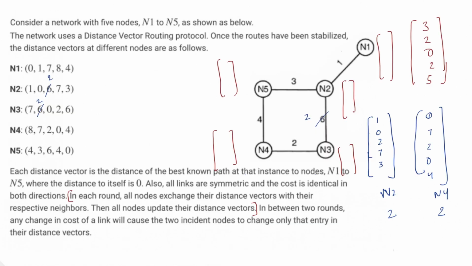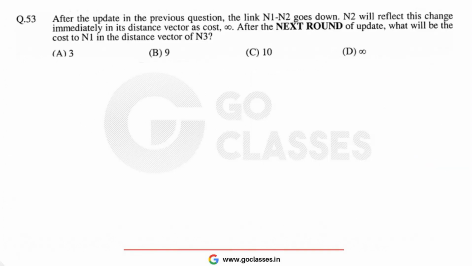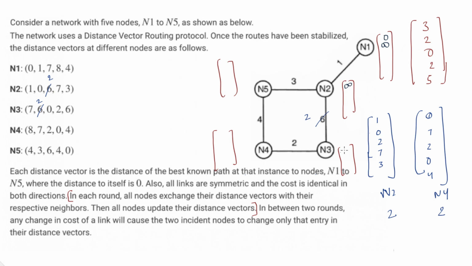So which means this cost has been increased to infinity. So immediately n2 will change infinity in its new vector, and n1 will also change to infinity in its new vector, right? And this is not a round that they have defined. So this is just the immediate change that is happening. Now the round will begin. Now n2 will reflect this change immediately in its vector as cost infinity, and after the next round of update, what will be the cost to n1 in the distance vector of n3? So they are saying in the distance vector of n3, what should be this entry, the cost to n1. I hope the question is clear, right? So once you calculate all the vectors, you need to update these values, and then they are saying that this will be n2 to n2 0.